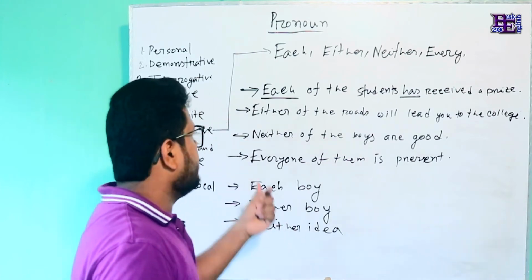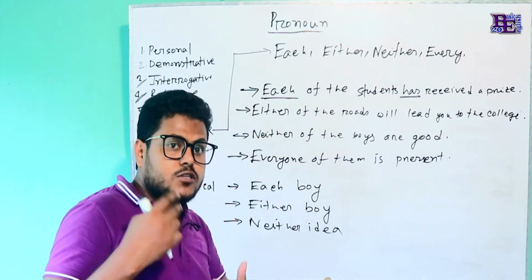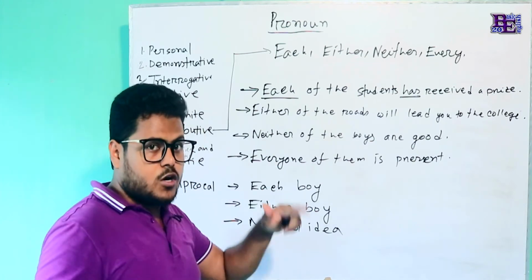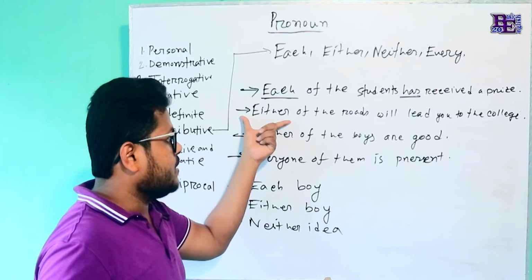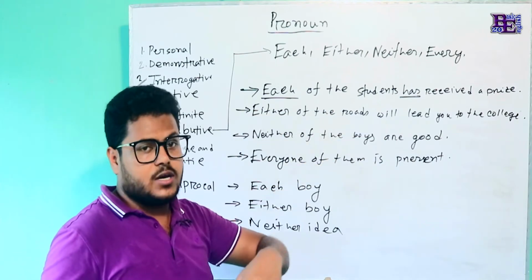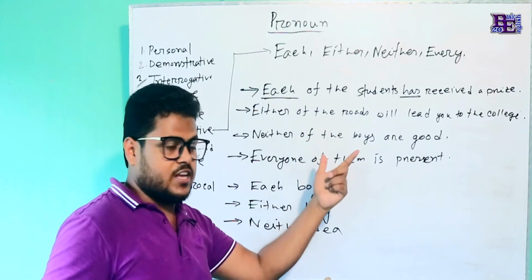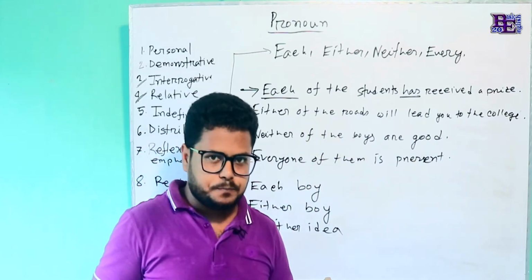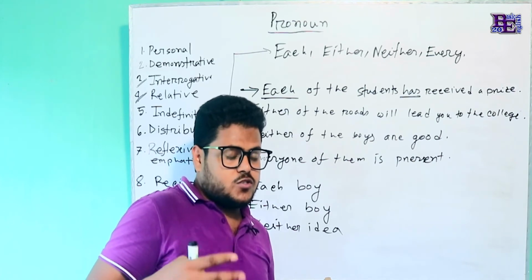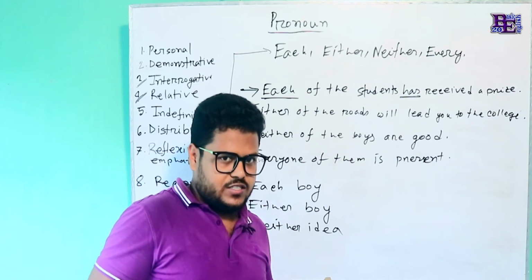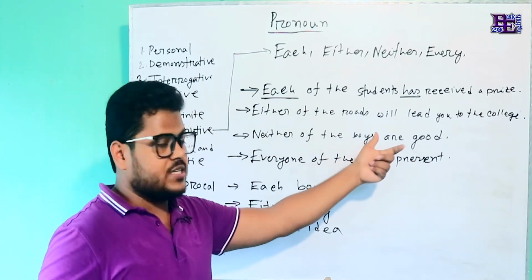Okay, that's why we have used either. Now, in between two, one or both of them can lead you to the college. That's why we are using either here. Either of the roads will lead you to the college. Okay, here in the next one, neither of the boys are good. That means there are two boys. So between these two boys, no one is good. That's why you can say like this: neither of the boys are good.